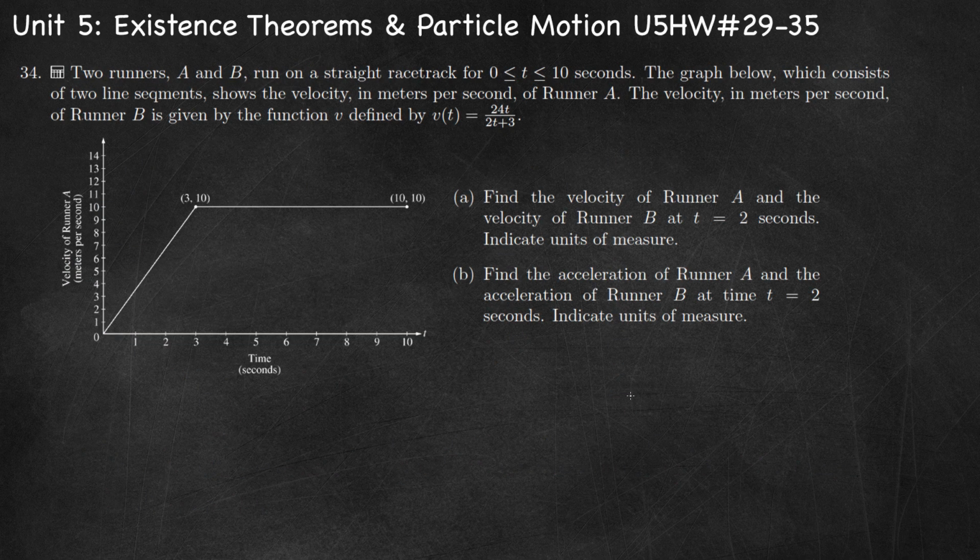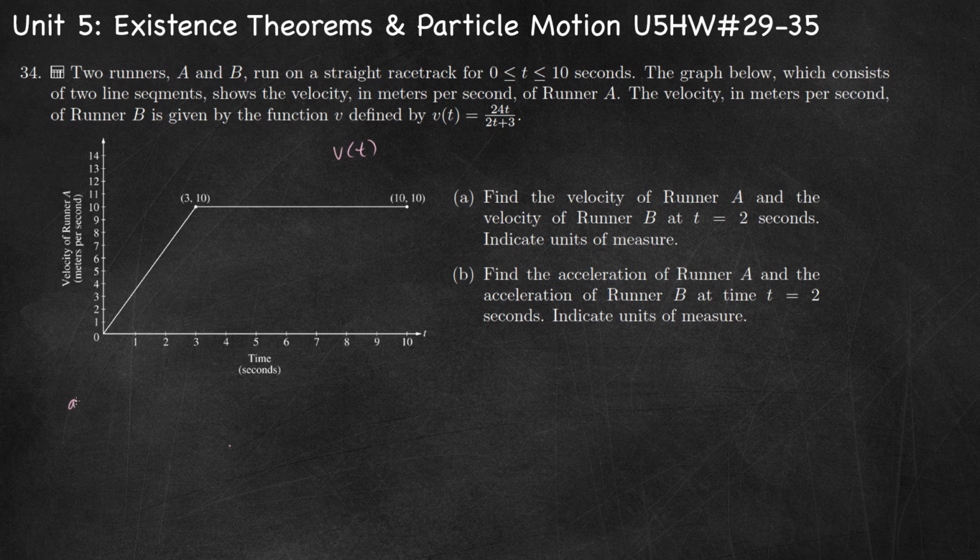Number 34, two runners A and B run on a straight racetrack for times t between 0 and 10 seconds. The graph below, which consists of two line segments, shows the velocity, okay, this is a velocity graph, of runner A. The velocity in meters per second of runner B is given by the equation v of t equals 24t over 2t plus 3. So for runner A, we have a velocity graph, and for runner B, we have a velocity equation.